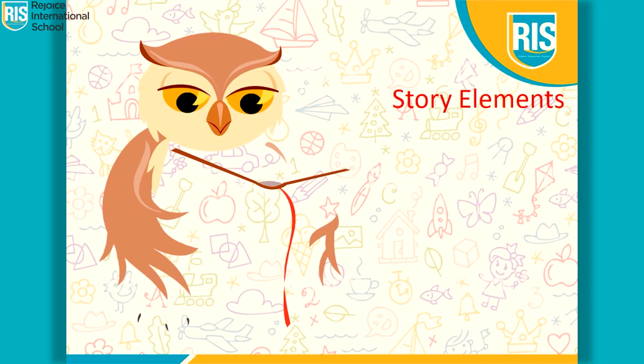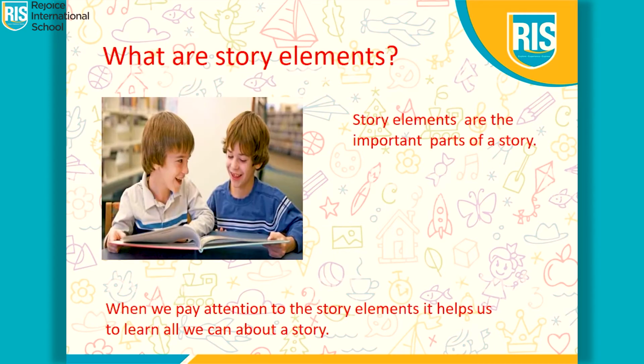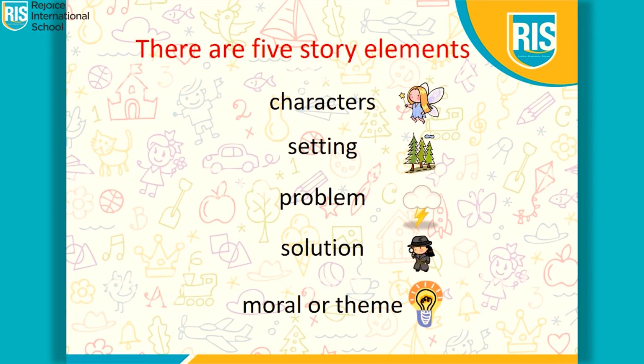Our topic for today is story elements. What are story elements? Story elements are parts of the story that keep the story running smoothly and allow the action to develop in the proper sequence so that the reader can follow the story. These five elements are characters, setting, problem, solution, and theme. So we are going to talk in detail about how these elements play an important role in the story.